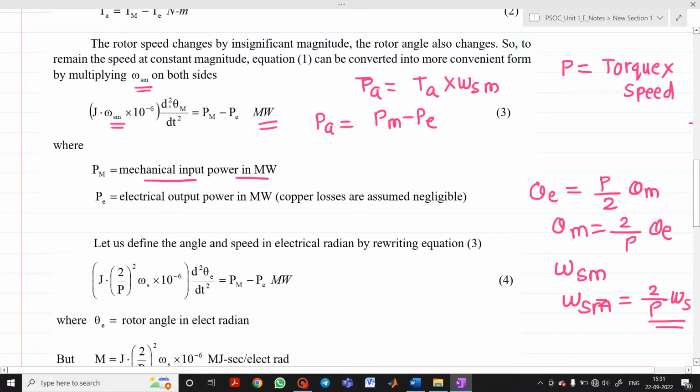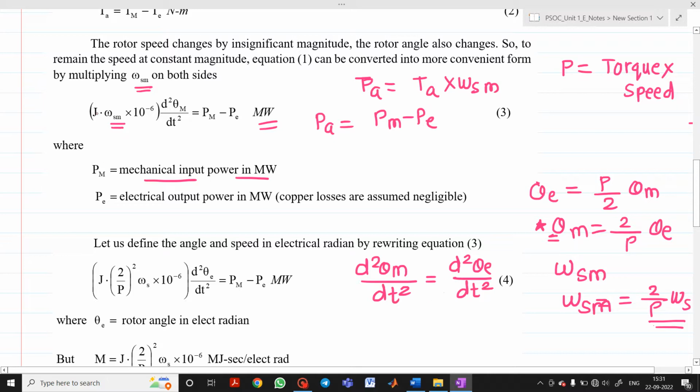And the next term here is d square theta m upon dt square. Please see this expression. If I differentiate this equation twice, then what do I get? D square theta m upon dt square will be equal to d square theta E upon dt square, but obviously the factor 2 by P will be there.